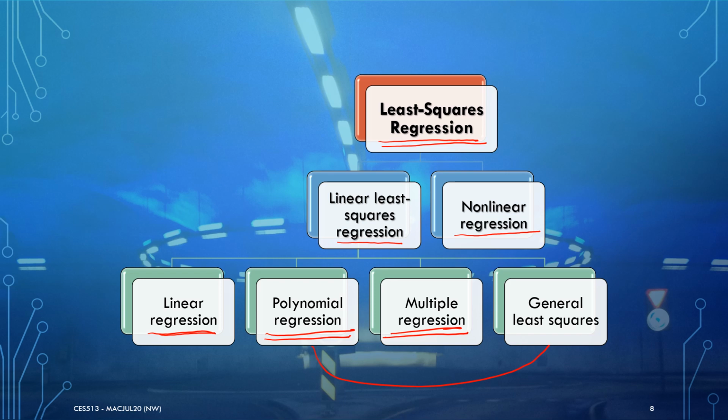Okay, so polynomial regression and multiple regression are subsets of the general least squares model. Finally is nonlinear regression, which is designed to compute a least squares fit of a nonlinear equation to data.